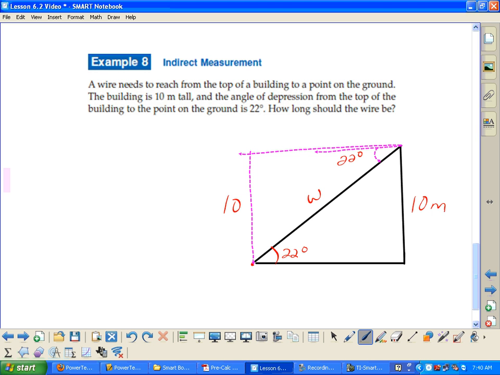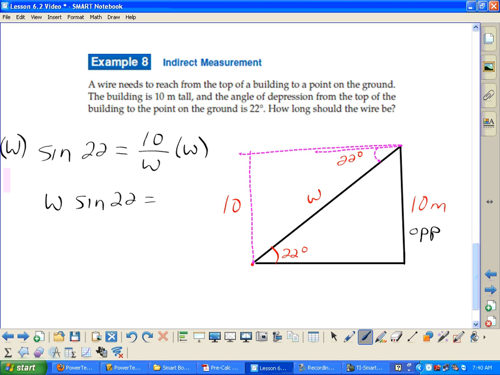And either way, we're trying to find the hypotenuse in this situation, and we know the 10-meter side, which is going to be the opposite. So we're going to use the sine of 22, which is the opposite, 10, over the hypotenuse, W. Now here's a problem we haven't seen before, where the variable is in the denominator. So the first thing you've got to do is get it out of the denominator. So we're going to multiply both sides by W. And then we'll rewrite our equation. And then we're going to divide by the sine of 22.